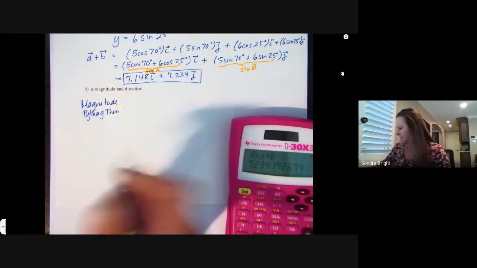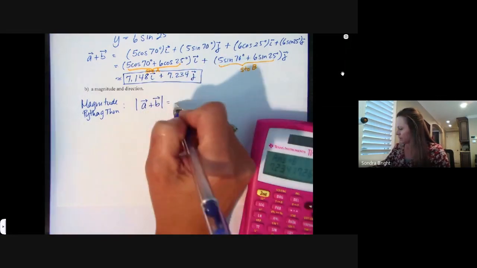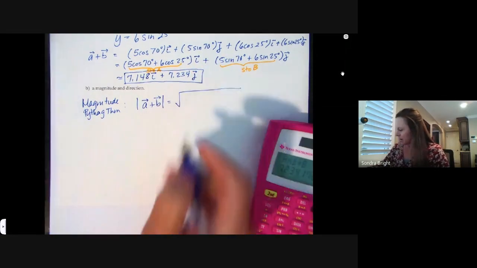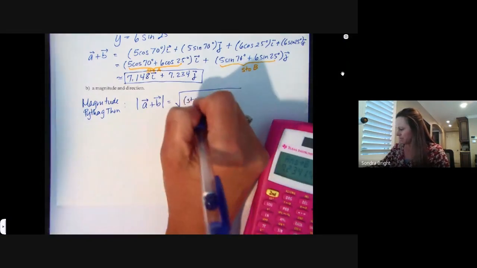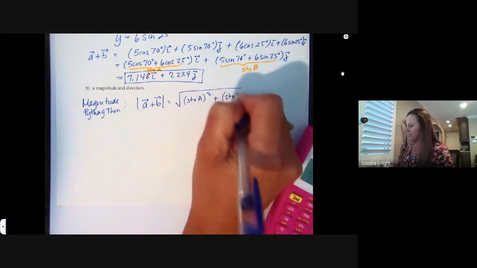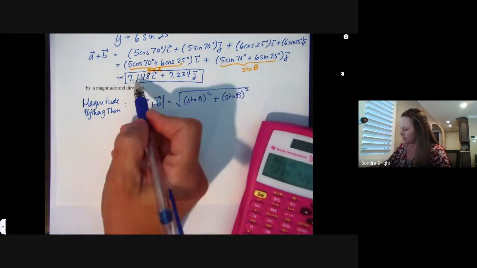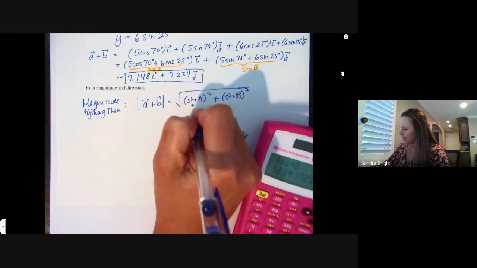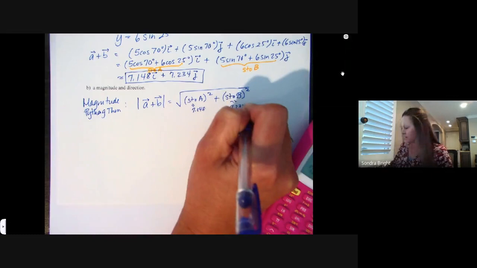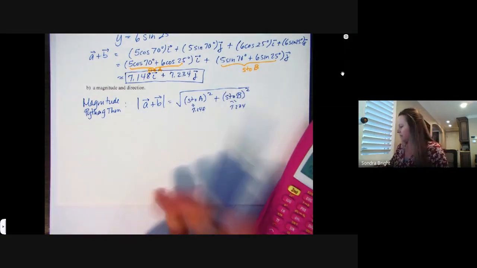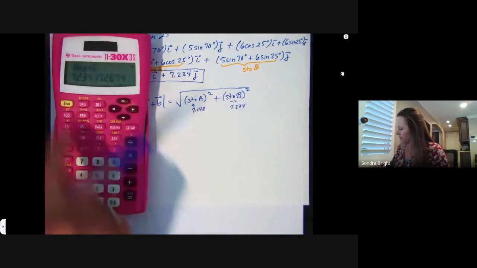All right, so the magnitude of A plus B is going to be the square root of the first guy squared, which is my stored A value squared, plus my stored B value squared. Obviously we approximated these. This guy was about 7.148, and this guy was about 7.234. But if we round here and use these, our answer is going to be off. So I'm going to use the stored values. I've got the square root of my stored A value.